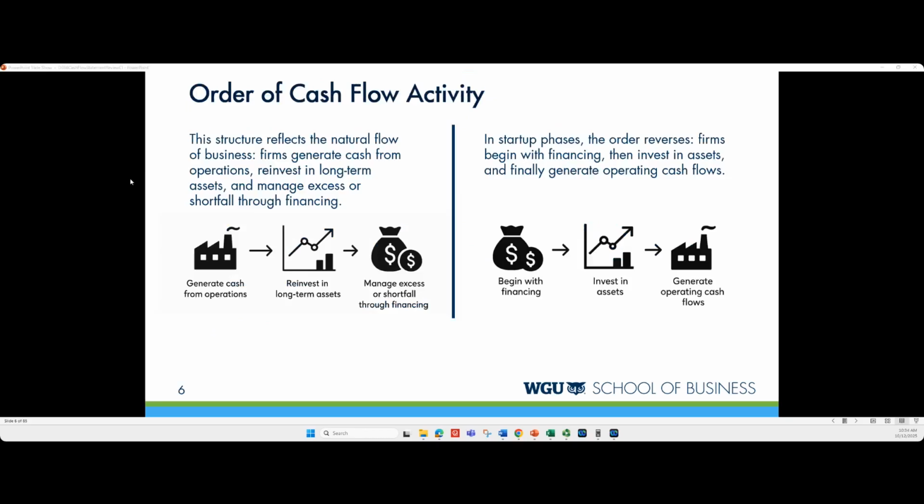So our cash flow activity typically follows the natural flow of business activities. First, cash is generated from the firm's operations. Then it determines, okay, how are we going to reinvest in the firm in long-term assets to fund the growth of the firm and support it. And then we take a look at how we're going to manage shortfalls in capital by raising capital from external sources through debt or equity.